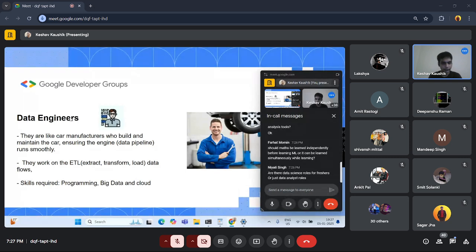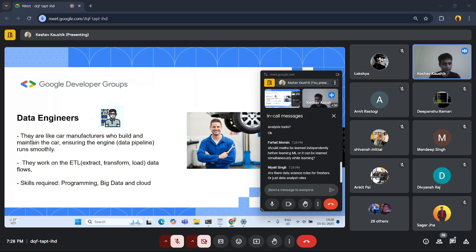Data engineers. So, if data scientists are the drivers, then data engineers are the car manufacturers. They build and maintain the car, ensuring the engine. I just made this up, but you can really see the correlation. These guys make the pipelines which feed the data for data scientists to perform machine learning predictions. So, what is the most important thing in a machine learning prediction? It is the data, right? You can't do that without the data.